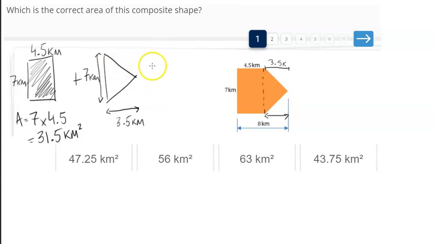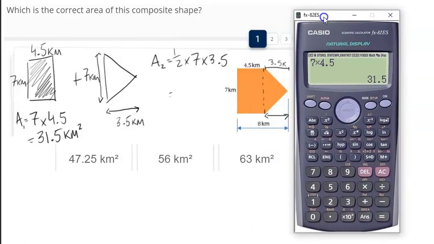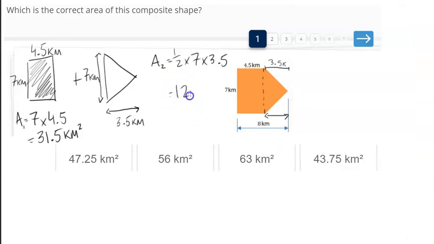My area for this triangle, I'm going to name this one Area 1 and Area 2. So Area 2 is half times base, which is 7, times height, which is 3.5. So go ahead, put this into the calculator. So half, so 1/2, multiply by 7, multiply by 3.5, and this will give me 12.25 square kilometers.